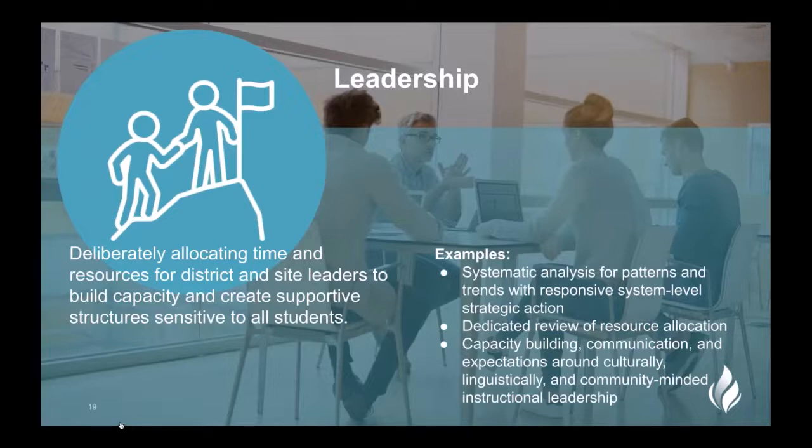So some of the examples and the ways that our leaders might be able to do this are to provide systematic analysis for patterns and trends with a responsive system level strategic action. So with that, if we notice that there's an issue, being able to put something in place to help support that so that it doesn't continue is a really key component.